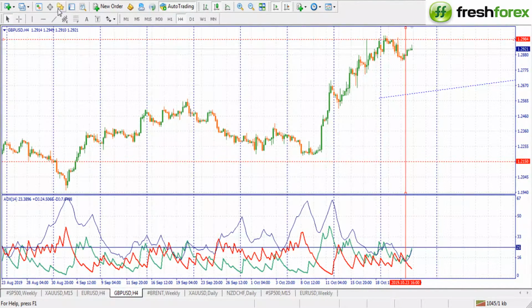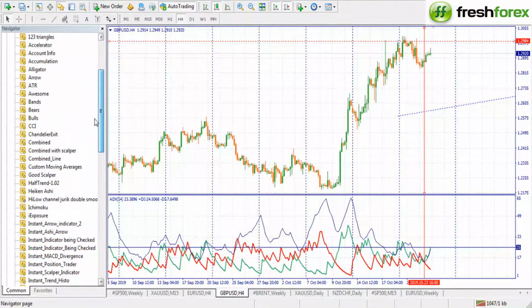Just a second. Wait for price to go above. Second.